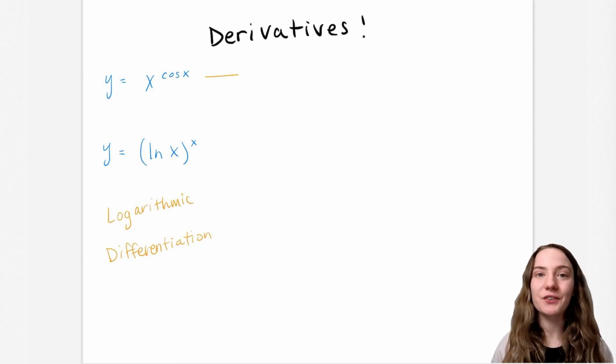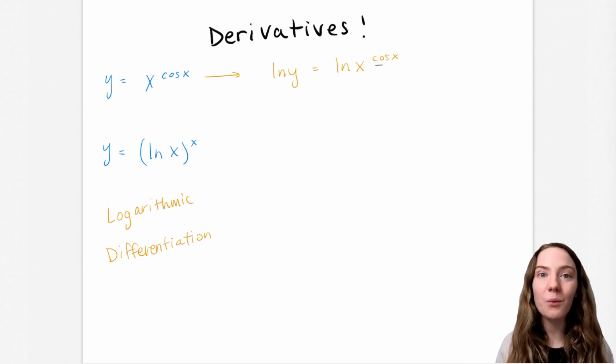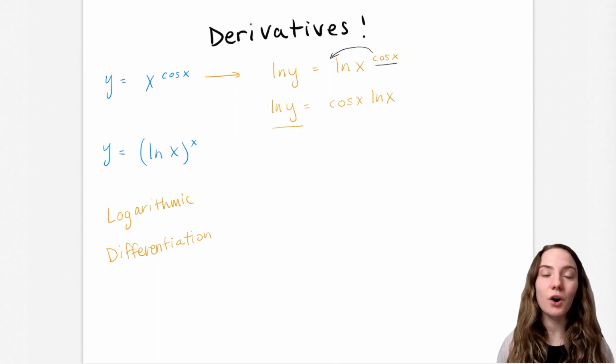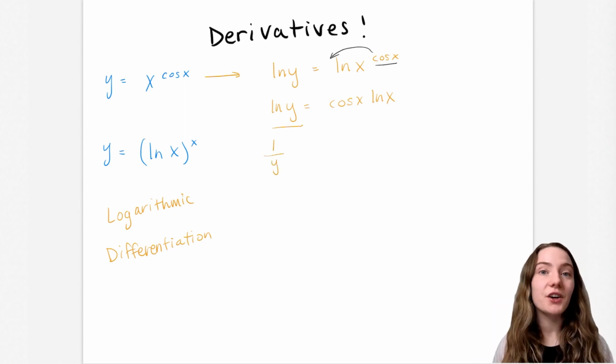So let's start with our first function here, x to the power of cos x. Pause the video and try and find the derivative. Now, the key thing when you're doing logarithmic differentiation is that you need to know your log rules, specifically that power rule that I've been using throughout this video. So what we did is we took the natural logarithm of both sides of our equation. That allowed us to use the power rule and move that exponent of cos x in front of the natural logarithm. And then from there, you're going to take the derivative of both sides.